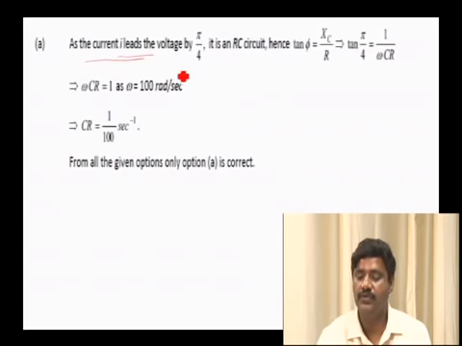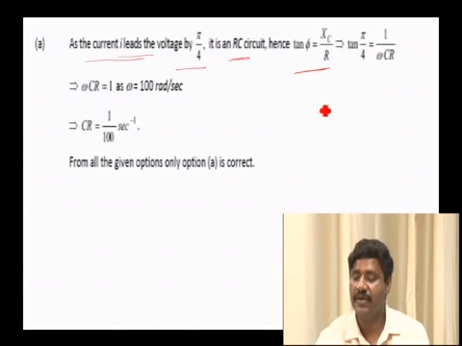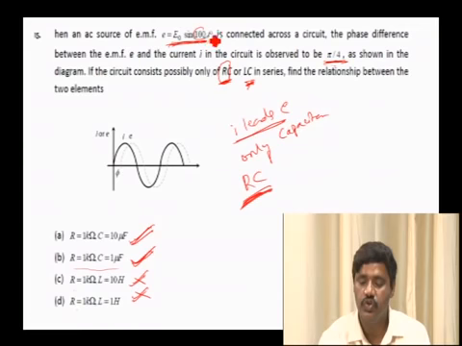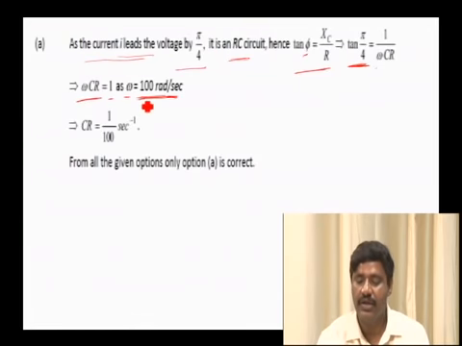As current leads voltage by pi by 4, and in an RC circuit tan phi is XC by R, because there won't be any XL, only XC by R. But phi is pi by 4, so tan pi by 4 is 1 over omega CR. That shows tan pi by 4 is 1. So omega CR is equal to 1. How do you know that omega is 100 radian per second? It is shown in the equation. That's why we can take 100 as omega, then CR will be 1 by omega, that is 1 by 100. So that CR product is equal to 0.01.